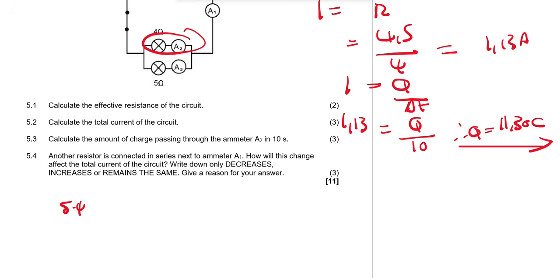It says another resistor is connected in series next to ammeter A1. How will this change the total current of the circuit? Write down only increase, decrease, or remain the same. So guys, when we add another resistor here, what's going to happen in total resistance? The R total is going to increase. Obviously, it will increase, right? So remember, current and resistance are inversely proportional to each other. So what's going to happen? When the resistance increases, current is going to do what? To decrease.